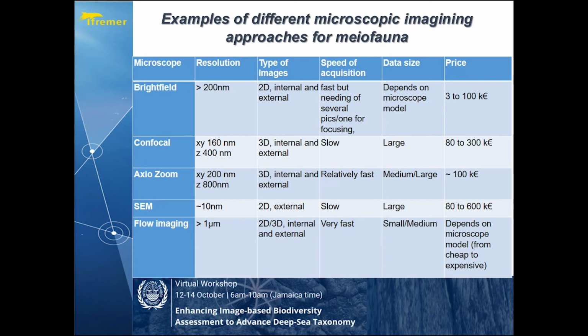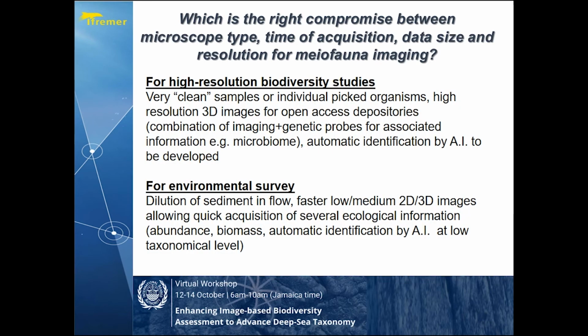We can find 2D and 3D, and the quality of images can be low to medium. They are very fast and less demanding in data size. And again, we can have a very large range of prices. So, which is the right compromise? It really depends on what we want to do.